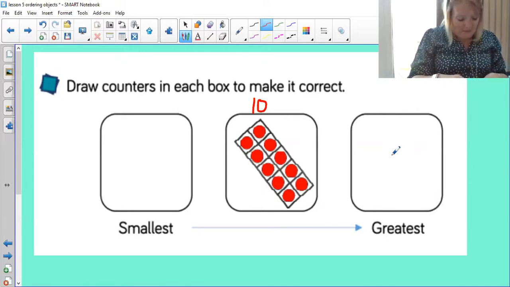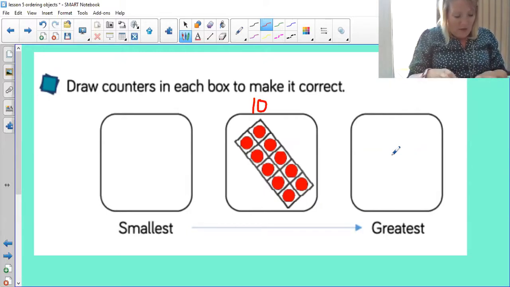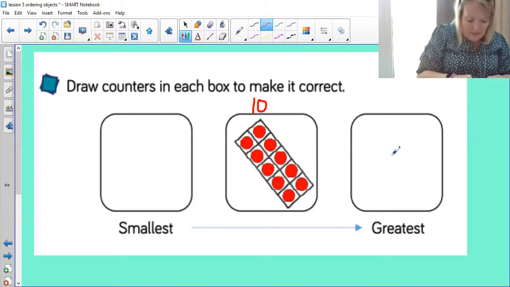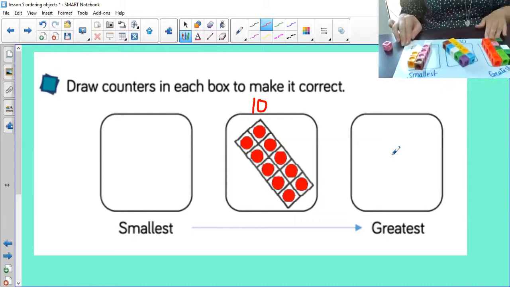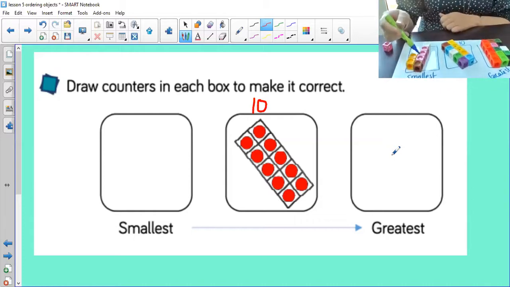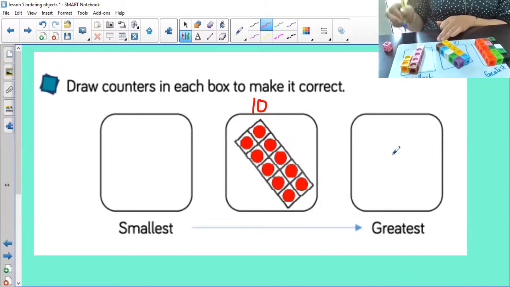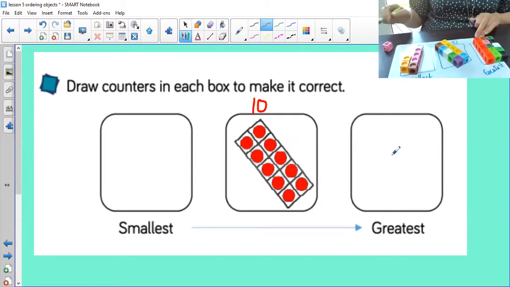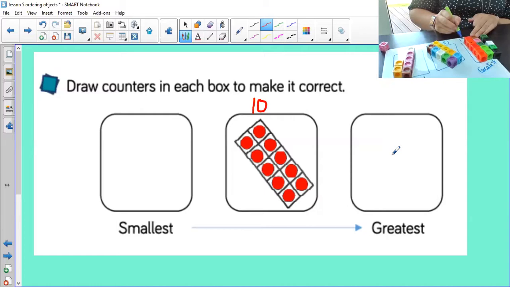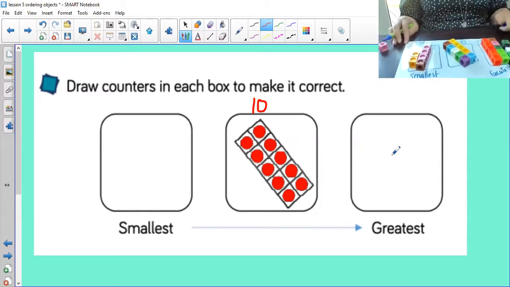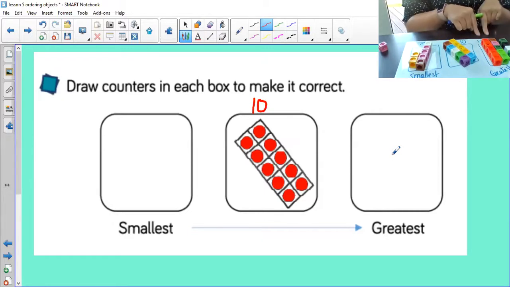Somebody said 15. Would that work? Let's lay that out. So this time, you're telling me that 1, 2, 3, 4, 5, 6, 7 is smaller than 10, correct? And that 5, 10, 15 is bigger than 10. Absolutely, smallest to biggest: 7, 10, 15.